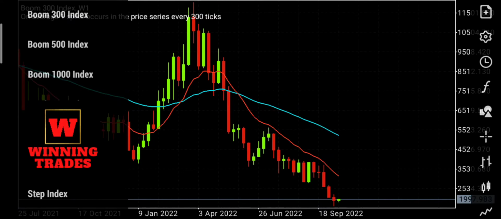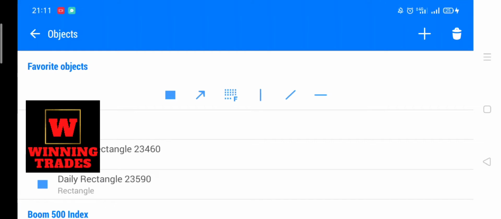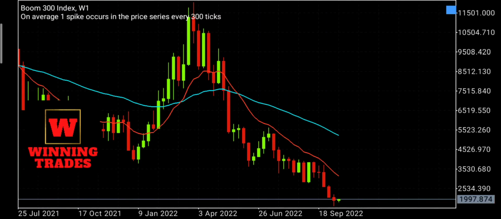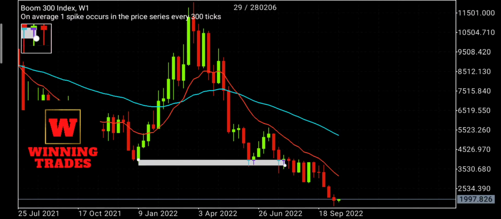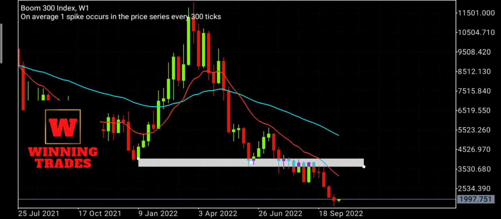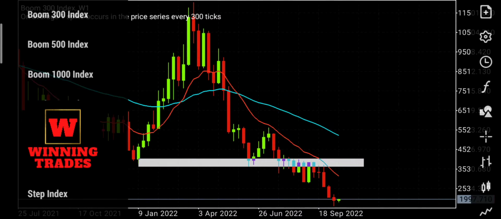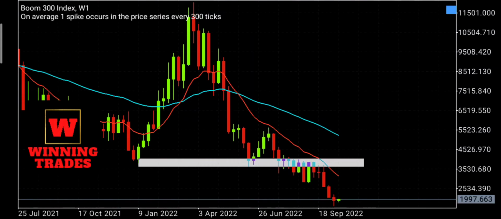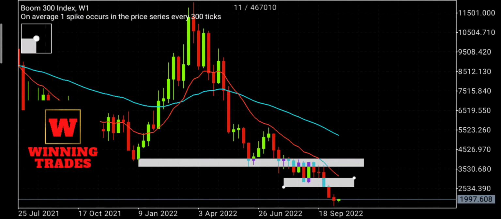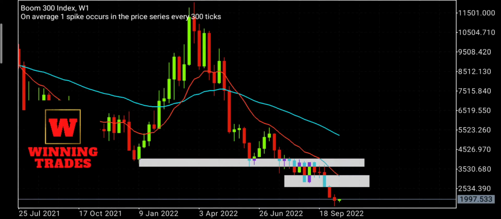Okay, so let's bring out our tools. We'll bring out this to determine our zones. You can see we have our resistance here, the resistance zone here. Okay, then we draw another. We'll go down again. We'll see there's another resistance here, another resistance at this point. Let's make this bigger. Another resistance at this point.